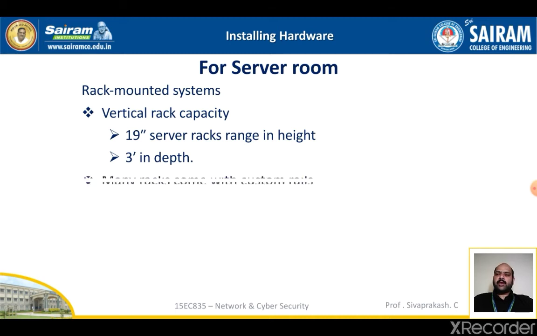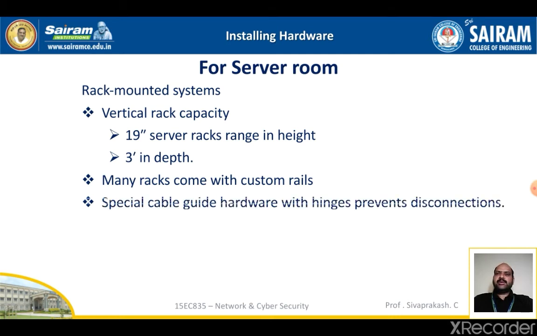Many racks come with custom rails which allow the hardware to be rolled out of the rack like a drawer. A special cable guide hardware with hinges prevents disconnections. A single user interface (UI) can serve an entire rack using a keyboard, video, mouse (KVM) switch.